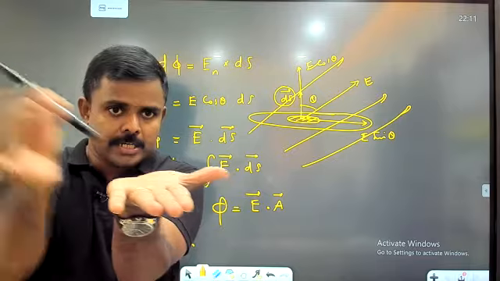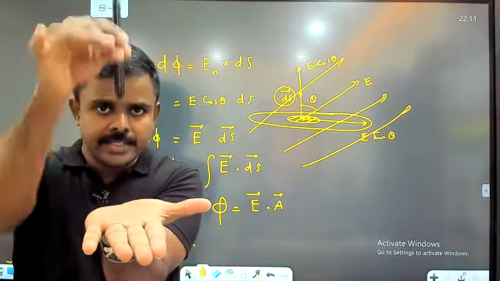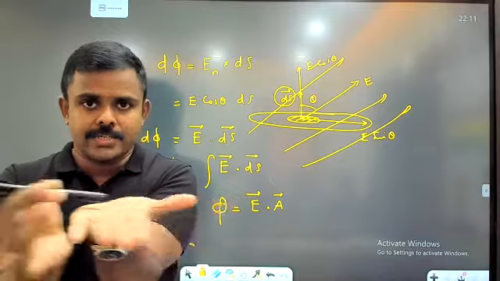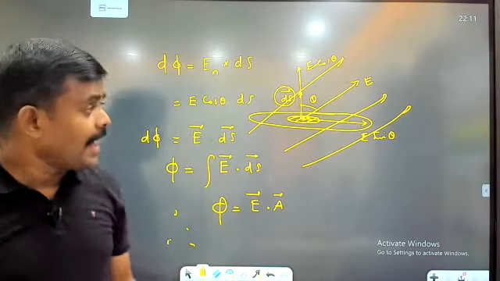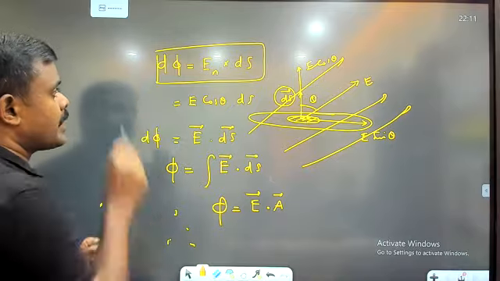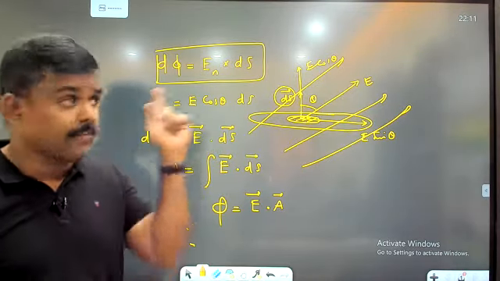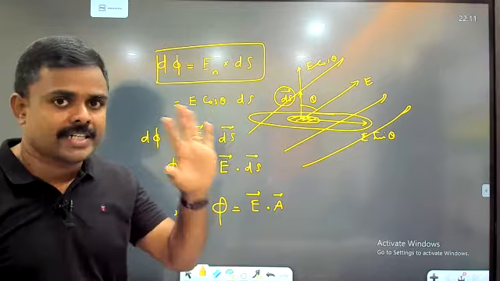And electric field is split up into two, E sine theta and E cos theta. E cos theta is called the normal component and E sine theta is called the tangential component. Okay. And how is it defined? Flux is defined as the product of the normal component of the electric field and the area vector. Never ever forget this. Normal component, never tangential component.